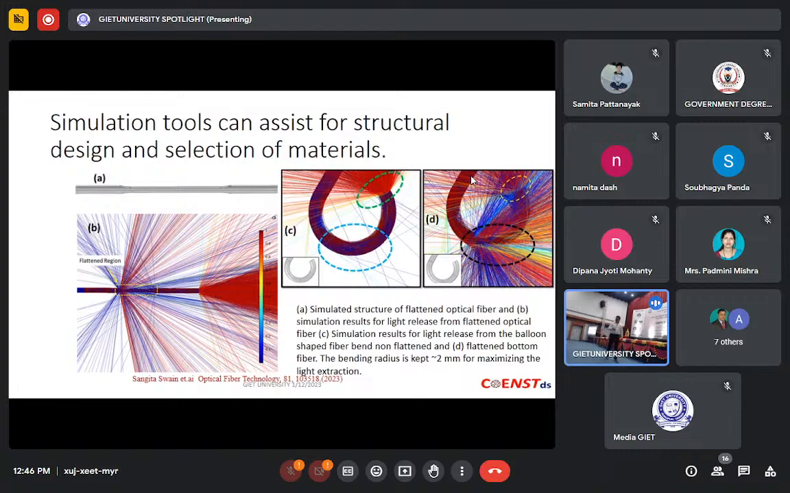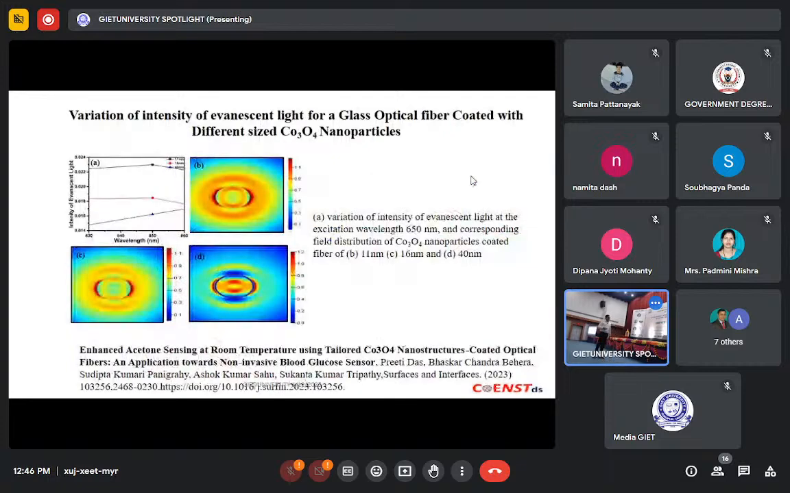So which tool is this? FDTD or any other tool? This simulation was made in COMSOL. Okay, this is another simulation.